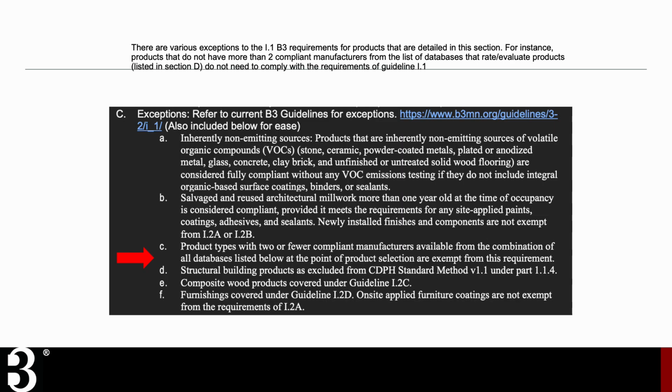Now, as the B3 guidelines are fairly progressive in comparison to what some projects who aren't needing to follow the guidelines would be used to, there are certain exceptions that can be applied to materials. For instance, if you can see the red arrow here, product types with 2 or fewer compliant manufacturers available from the combination of all databases listed below at the point of product selection are exempt from this requirement. So it's really important to understand the guidelines, what they're asking for in terms of product performance, but also to know the exceptions to these rules, so that if you come across a circumstance where you can't find at least 2 or 3 different manufacturers that make a product that meets the requirements, just know that there's an exception for those product types.